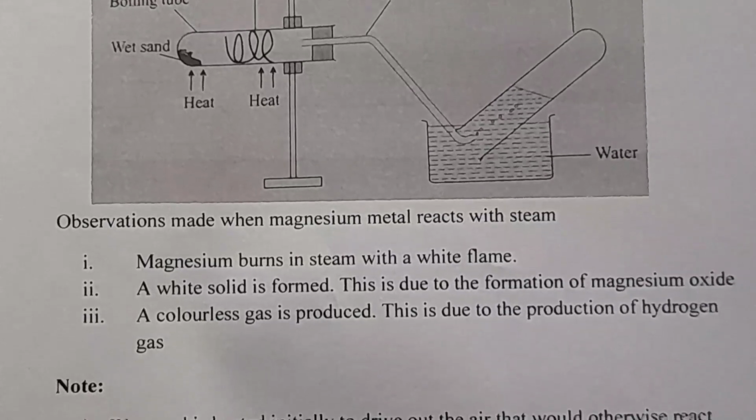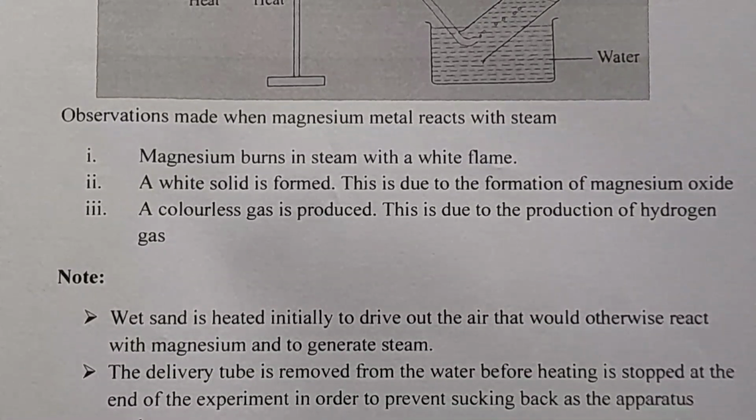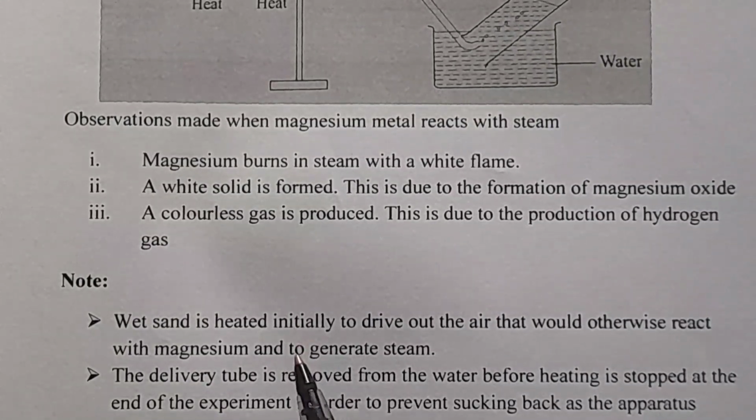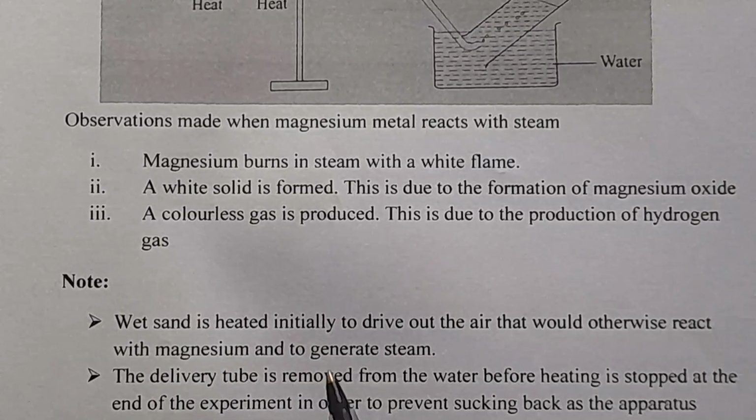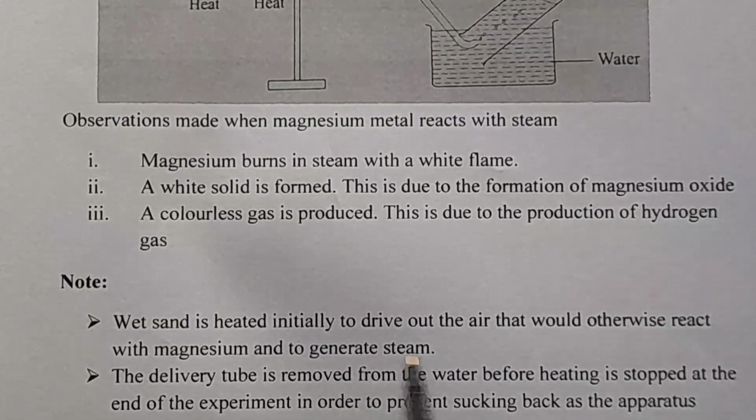So we are given notes. The first note is that we are told wet sand, or during the exam, they can use cotton wool instead of wet sand. So wet sand is heated initially, or first. Wet sand is heated first to drive out the air that would otherwise react with magnesium. That's the first reason why wet sand is heated first. And the other reason is in order to generate steam.